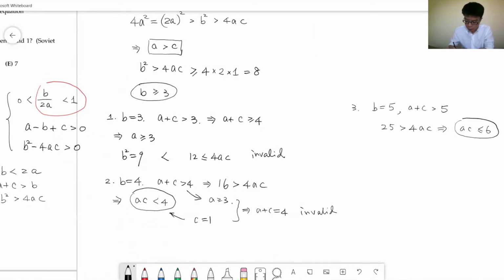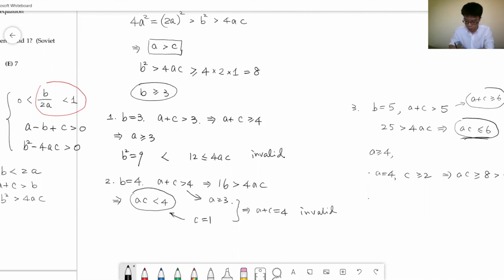But we know that a plus c is larger than 5. We see that a plus c is larger or equal to 6. That means a is larger or equal to 4. So if a equals 4, we see that c is larger or equal to 2 because the sum is larger or equal to 6. But this doesn't work because in this case, a times c is larger or equal to 8. That's larger than 6. But we have a times c less or equal to 6.